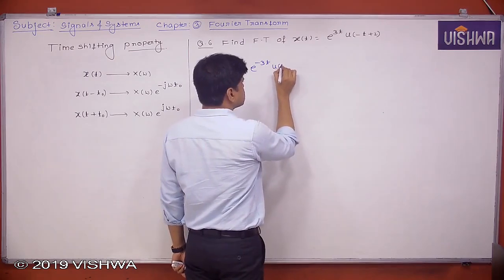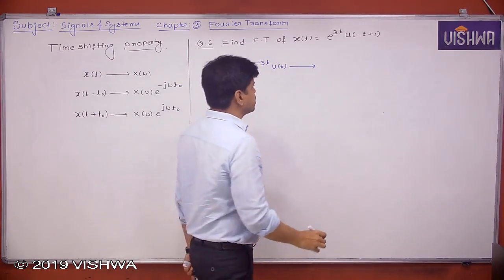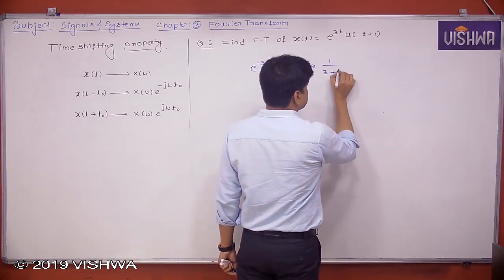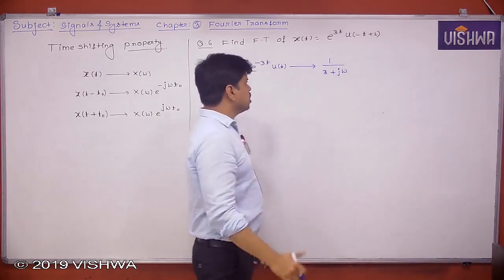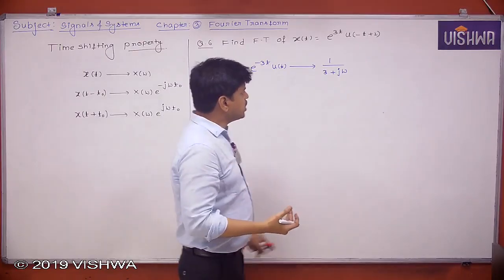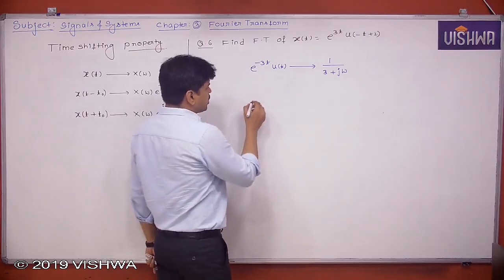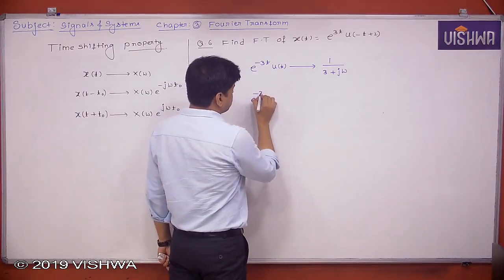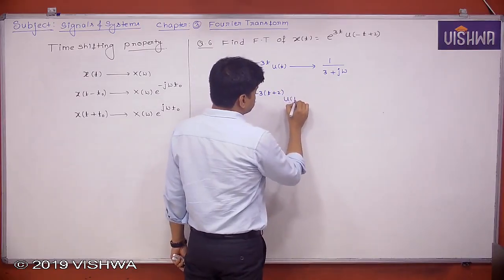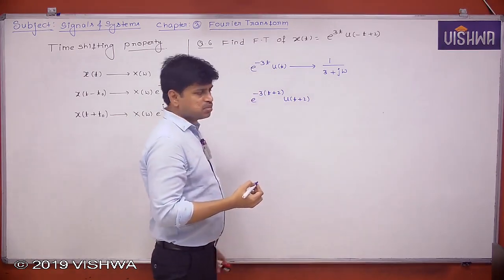Do you know anything about this function? Yes. For this function, we know that the Fourier transform is 1 by 3 plus j omega. Now for this function, what do we have to apply so that we can get this one? Let's say we got t plus 2 here. If I apply the time shifting property, this is e power minus 3 (t plus 2) u of (t plus 2). In this case, I have shifted by plus 2.